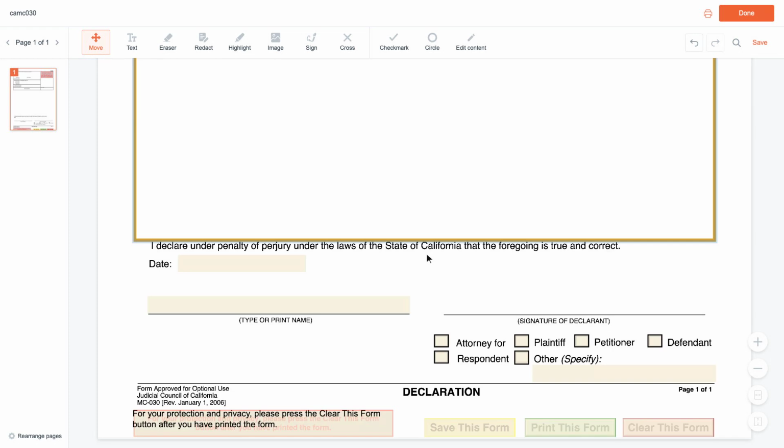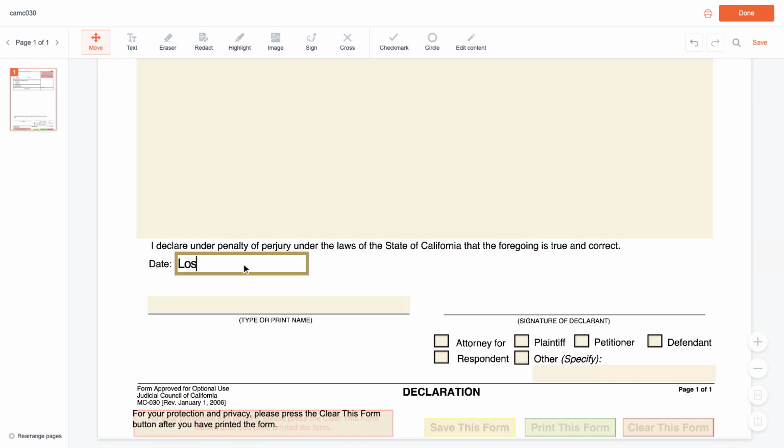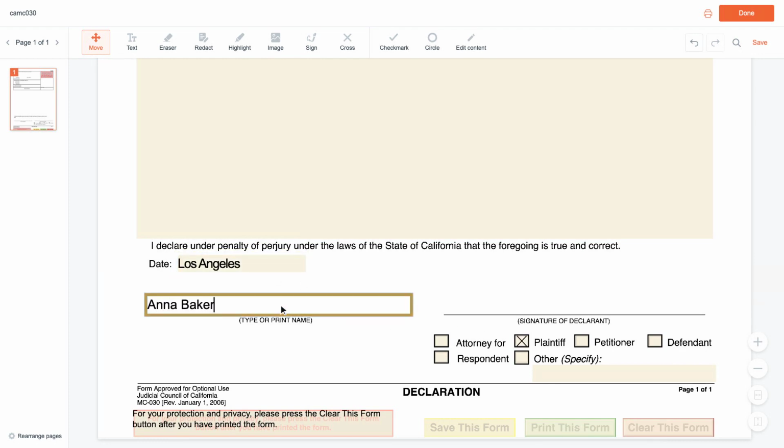At the bottom, fill in the city where you are signing and the date. Check the box showing who you are, attorney for, party, or other. Print your name on the last line, then sign on the signature line above it by hand.